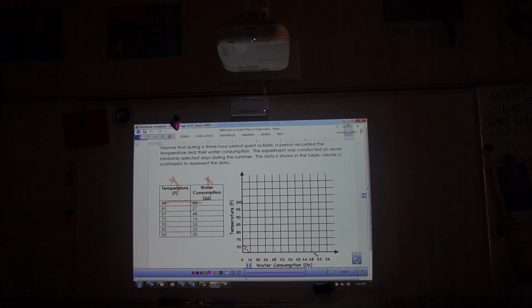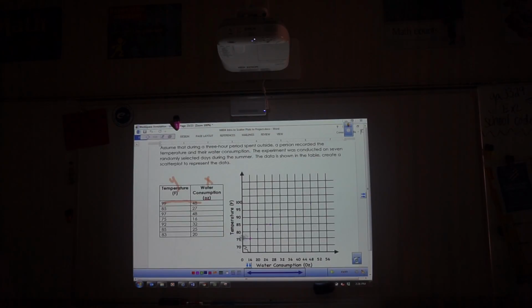Over 48 and up 97. It's going to be really close to your other one, that's fine. Over 16, up 75. Over 32, up 92. Over 25, and up 85. Over 20, up 83. So we just did that scatter plot.